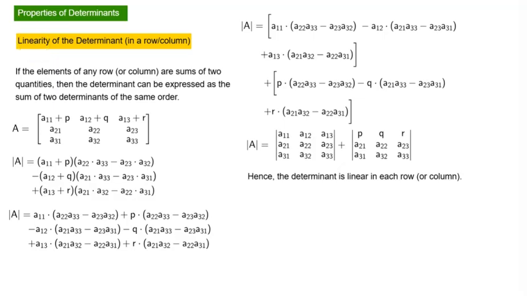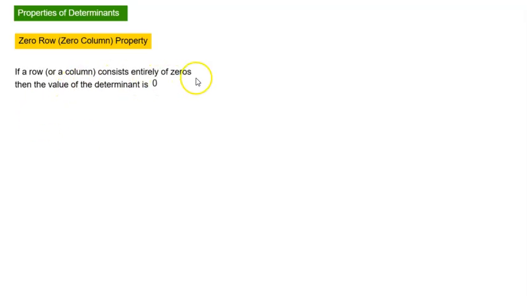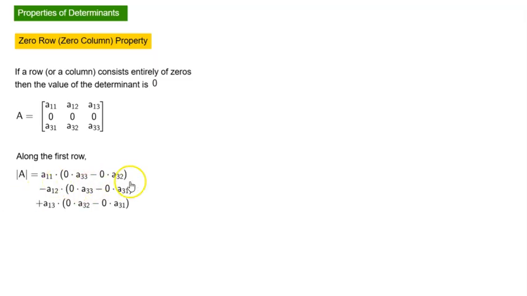Okay, now the next property, the zero row or zero column property. If a row or a column consists entirely of zeros, then the value of the determinant is zero. So something like this, we have a matrix with a row of zeros. Along the first row, if we evaluate the determinant, we get this. Now the bracketed terms will all become zero, and that multiplied with anything will be zero. So the determinant of A is zero.